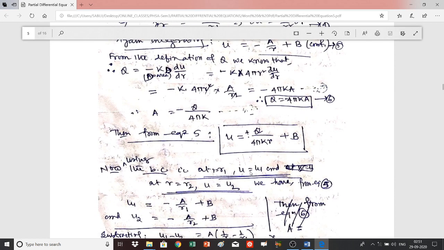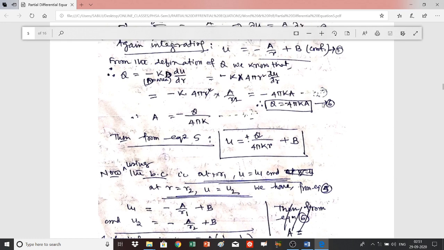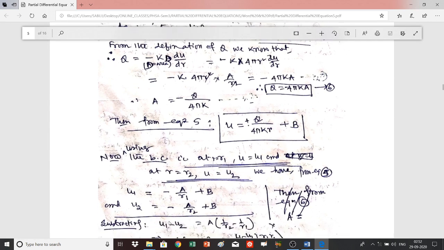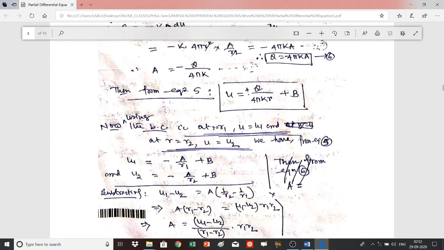Now the boundary conditions that were given are: at r is equal to r1, u is equal to u1, and at r is equal to r2, u is equal to u2. Then from equation 5, you can write u1 is equal to minus a by r1 plus b. And for the second case, at r is equal to r2, u2 is equal to minus a by r2 plus b. That is written here.